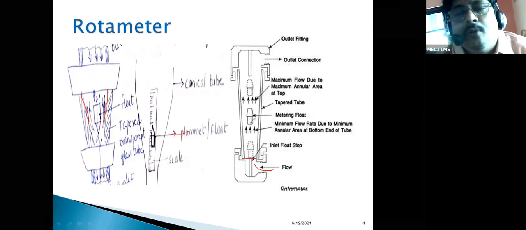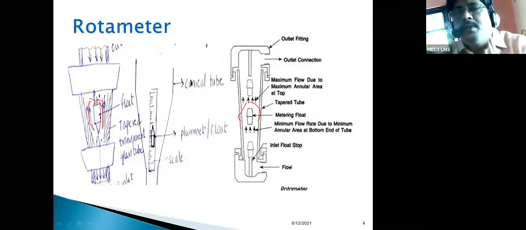See here, when the bob float is at this position, if you observe clearly, the flow takes place from the side of this one. The arrow marks clearly mention it. The flow will occur like this, not like that. Due to the bob displacing, it rises up or down.